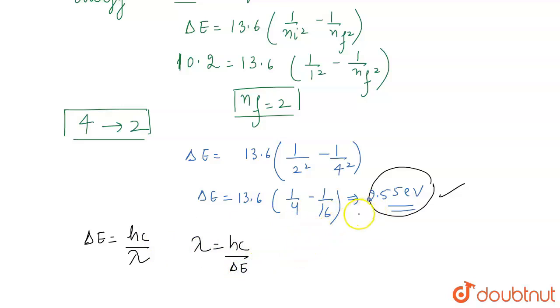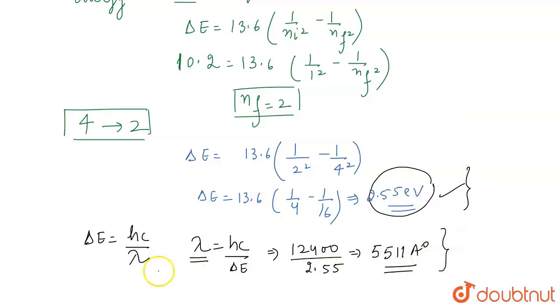Now when we are given the units of electron volt, and when we calculate h and c together, the value of the multiplication hc, you can take it as 12400 as well, right? Roundabout, you can take this value, and delta E is equal to 2.55. The answer of wavelength is going to come in angstrom. So when you need the wavelength in angstrom and you are given the energy in electron volt, the value of hc is taken as 12400. This value will come out to be around 5511 angstrom. So this will be the value of the wavelength, and here we have calculated the energy as well as the wavelength. So that's all for the question.